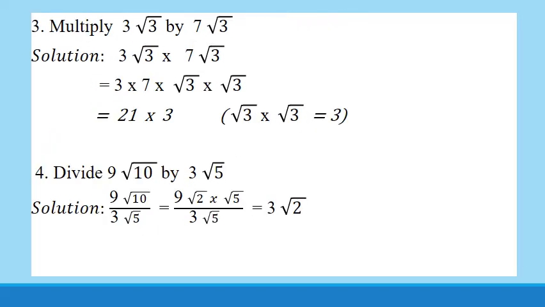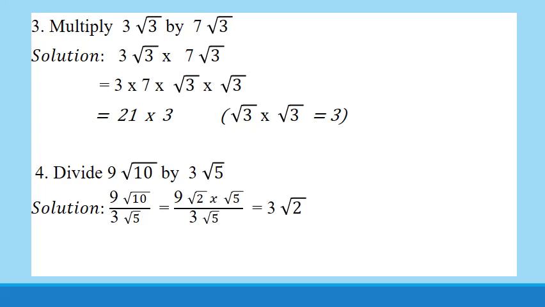Now multiply 3 root 3 by 7 root 3. Simple multiplication it is. 3 sevens are 21, and root 3 into root 3, always remember it's only 3, because 3 raised to 1 by 2 times 3 raised to 1 by 2 gives you 3 raised to 1 by the laws of exponent. So 21 into 3 means what? 63. That is the answer.